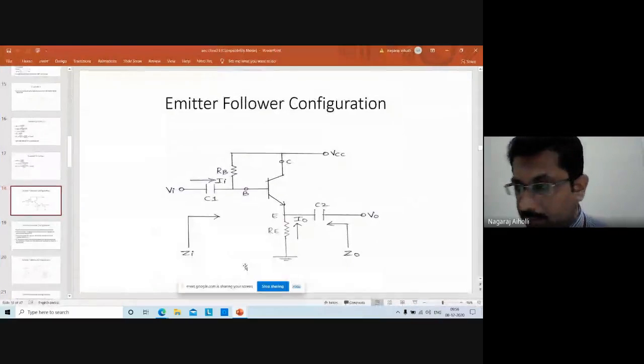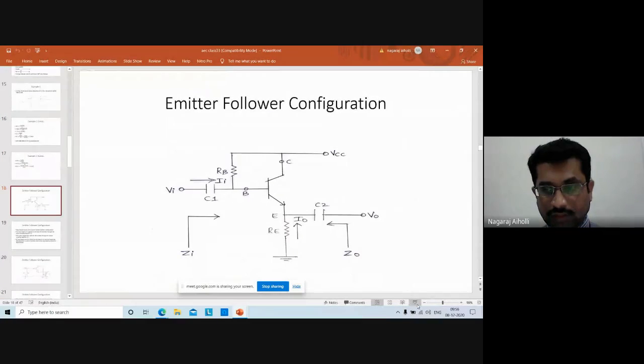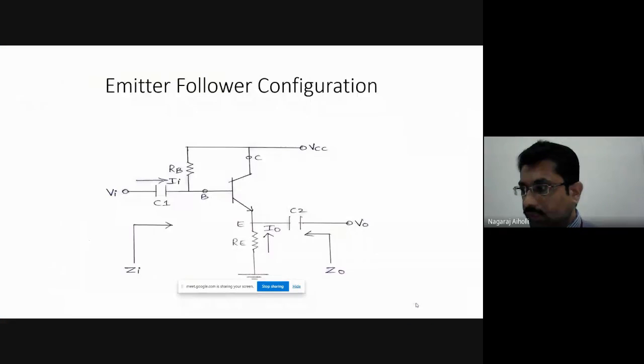So we are considering the emitter follower configuration. Explain with a neat circuit diagram the emitter follower configuration and justify how the voltage gain is unity. So you have to prove that the voltage gain is 1, or output voltage equal to input voltage, for the emitter follower configuration. So this is the emitter follower configuration circuit.